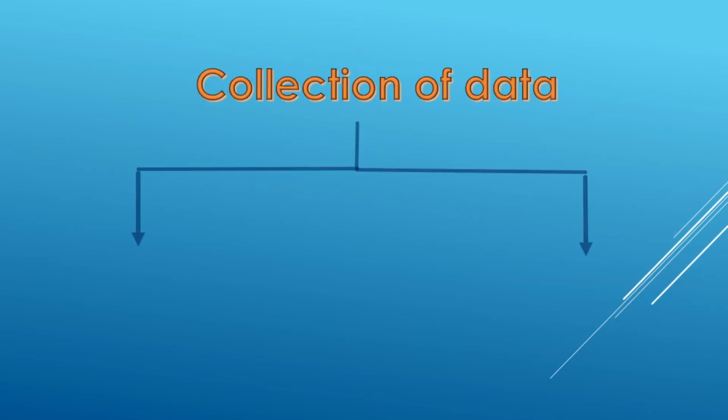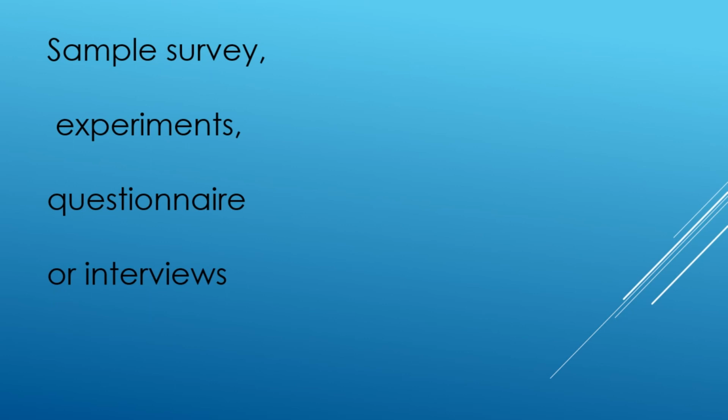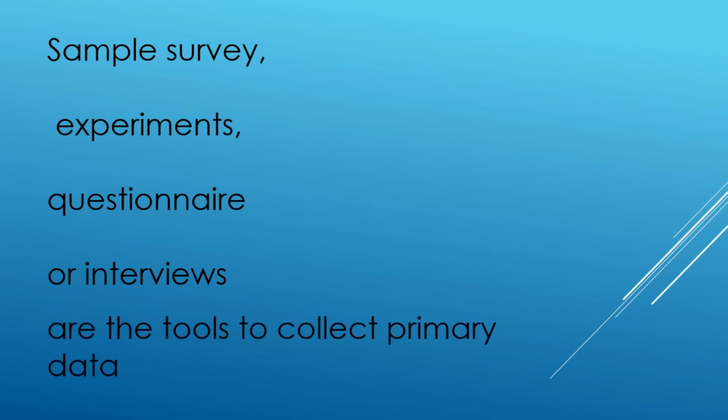Students, we can collect the data by two methods. The first one is primary data and the second one is secondary data. Okay students, now what is primary data? Primary data means it is first-hand information. The data may be collected by a person for his research, or by the government or a private organization to conduct interviews. Sample surveys, experiments, questionnaires, or interviews are some basic tools to collect primary data.